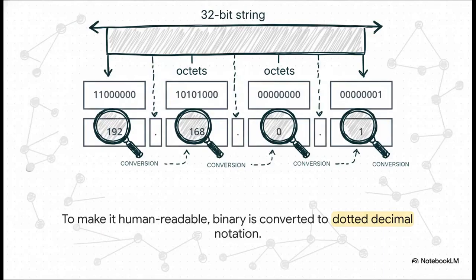So to untangle that binary mess, we do something pretty clever. We break that 32-bit string into four 8-bit chunks, which are called octets. Then we just convert each of those chunks into a simple decimal number. And voila! You get the familiar dotted decimal format we've all seen, like 192.168.0.1. So much easier to read and remember, right?